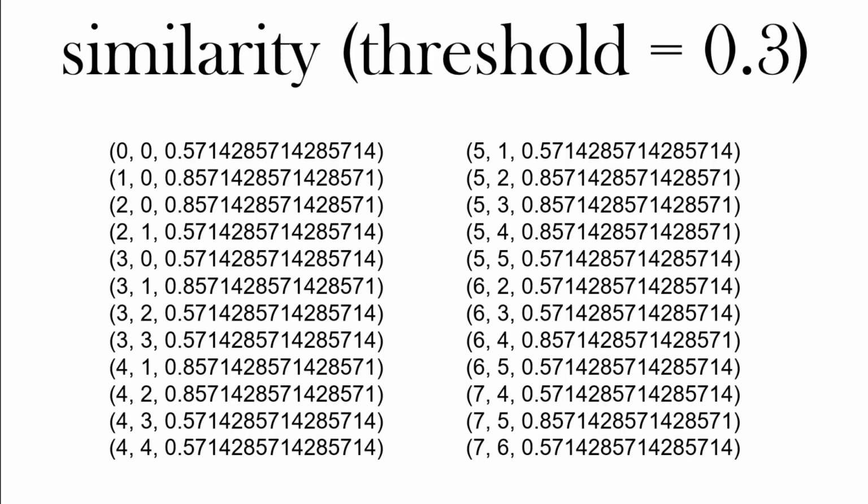So here's our results so far. We've got the place in the first list, the index, the place in the second list, and then we've got our similarity scores that are above our threshold of 0.3.